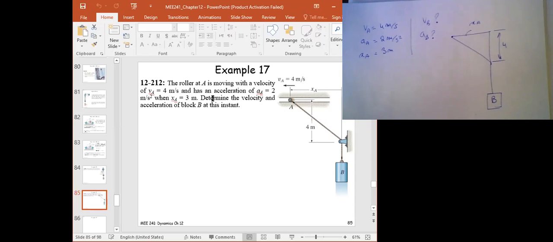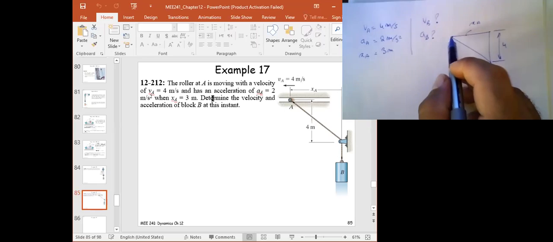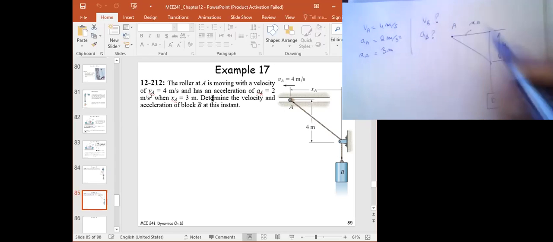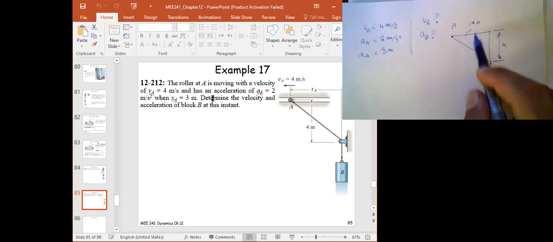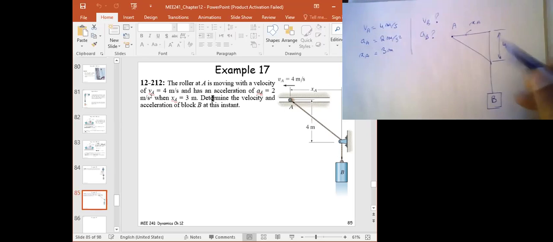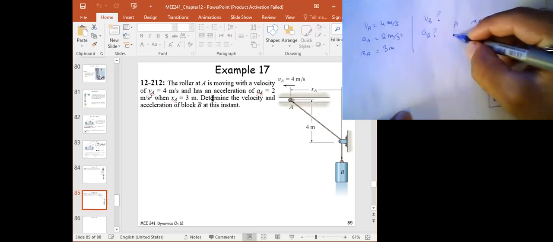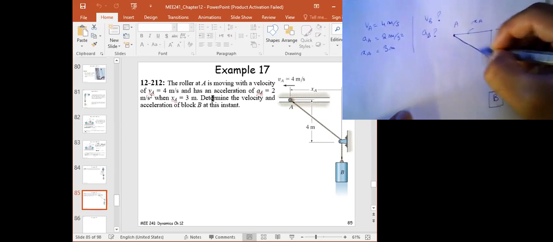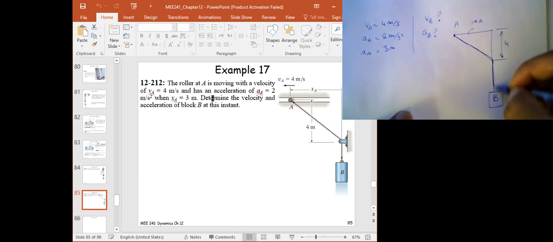Exactly. Point A has no acceleration in the Y direction, right? This is point A. Essentially what I'm trying to do is this: I know this is the cable that I'm interested in, so this is the length of the cable. It goes like this, and then it comes down. This is the length of the cable.